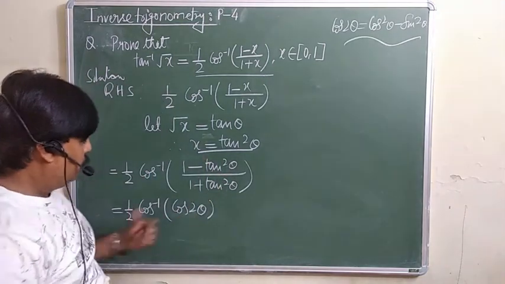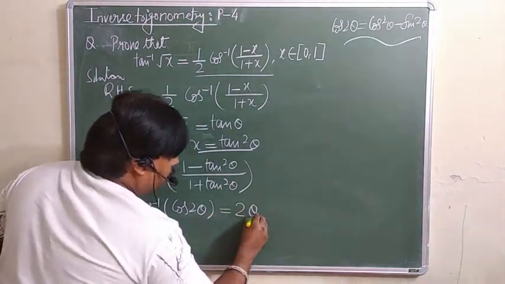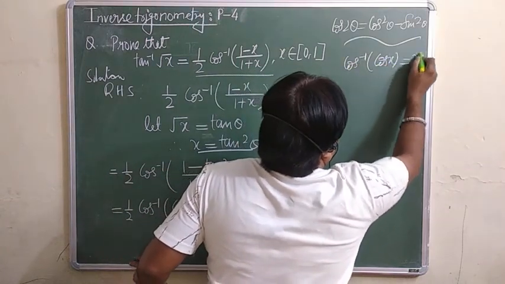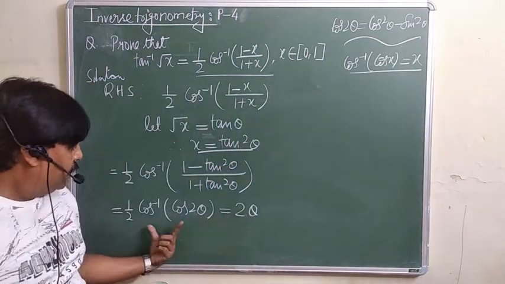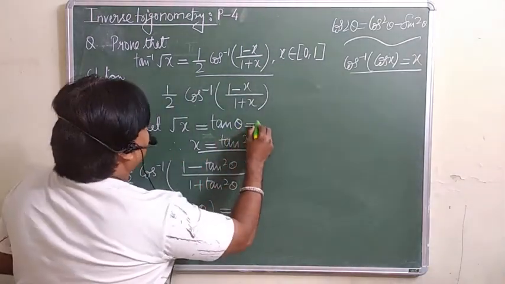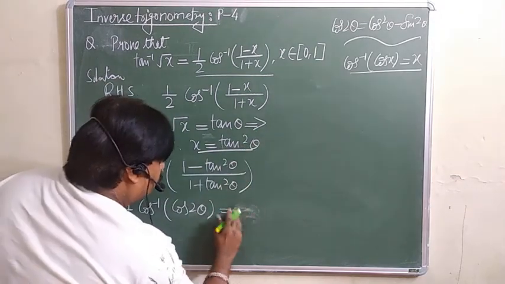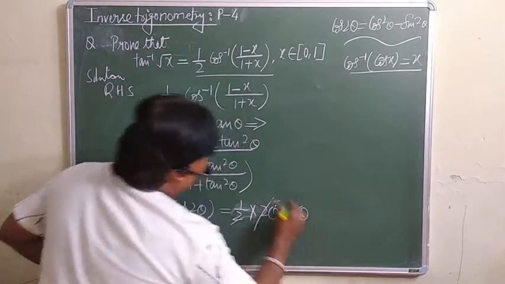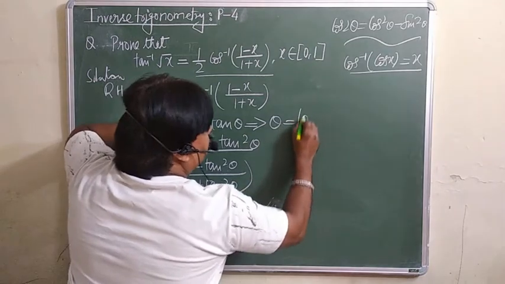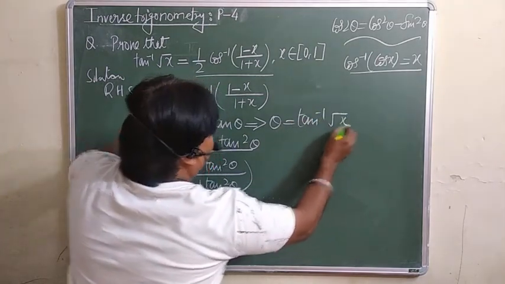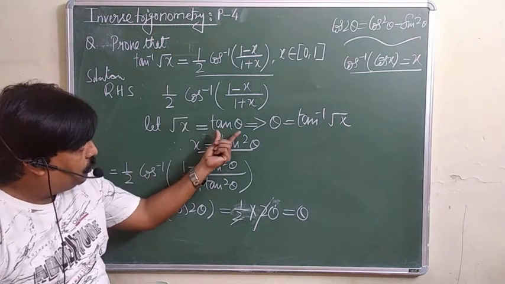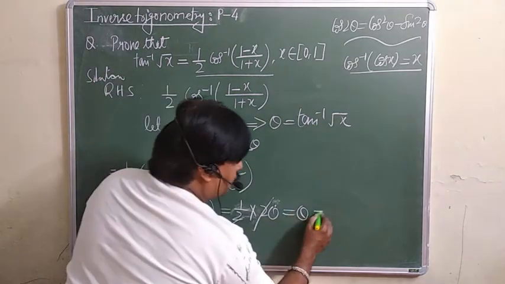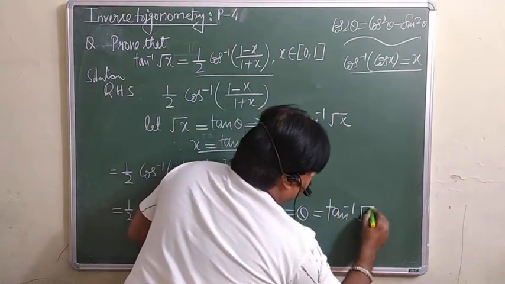After solving you will get this. So this can be written as 2 theta, because cos inverse of cos x is equal to x. So that is equal to 2 theta. From here, this is 1 by 2 into 2 theta. 2 and 2 cancel, so finally we get theta. Theta is equal to tan inverse root x, since we assumed root x is equal to tan theta. So that is equal to tan inverse root x, which we wanted to prove.